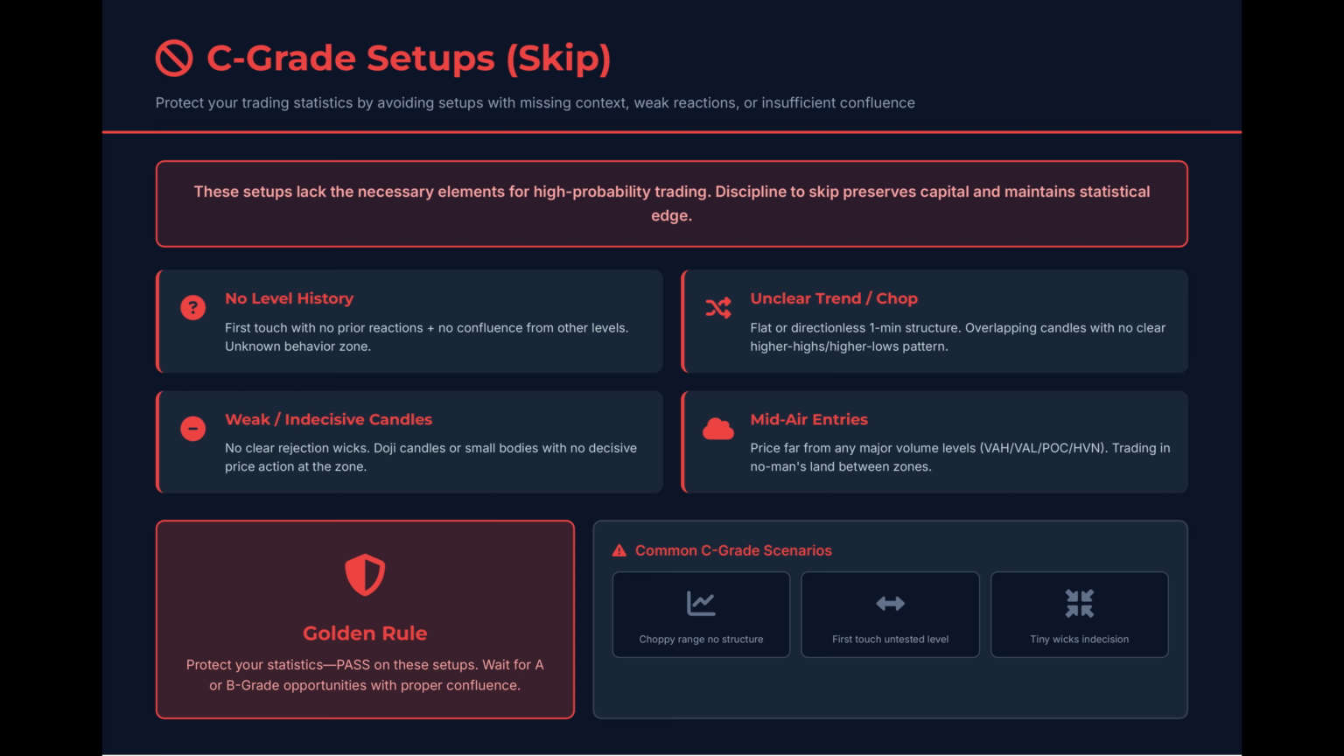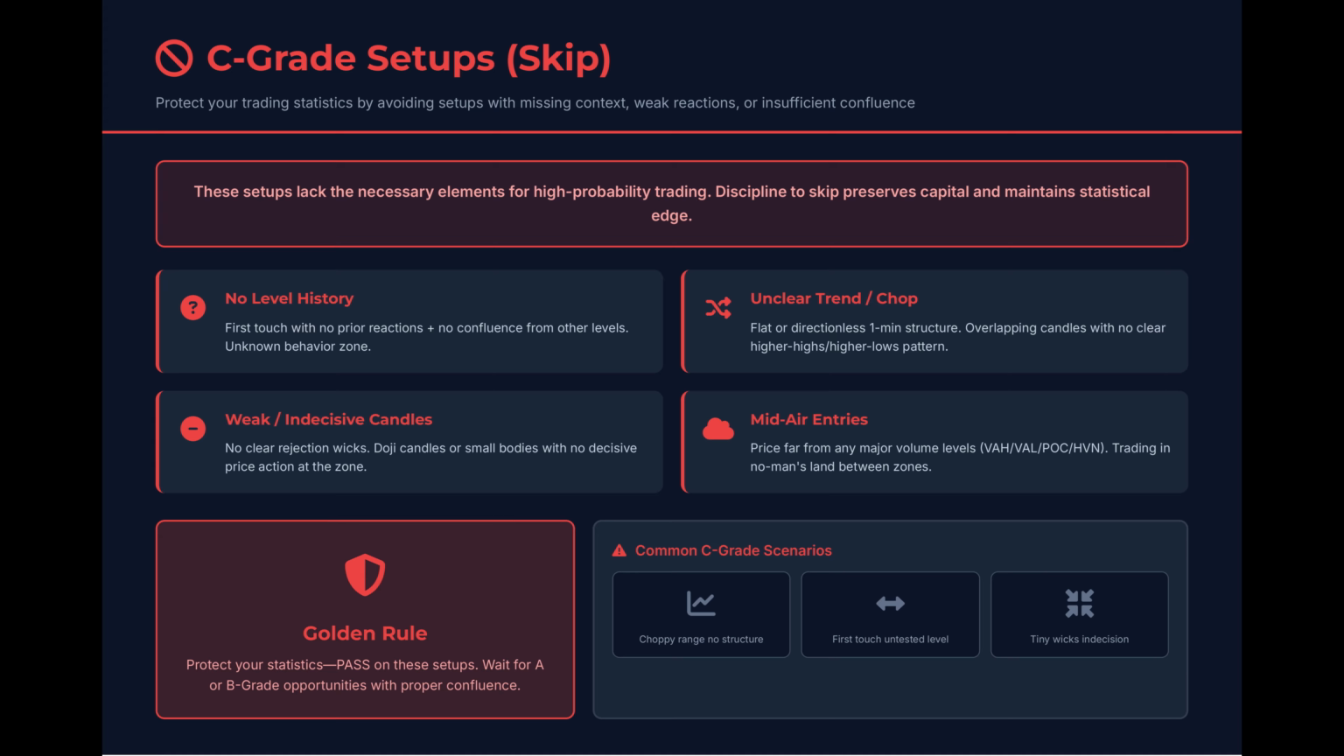Key takeaways for C-grade setups. 0 or 1 factor aligned is C-grade, skip immediately without hesitation. Protect your trading statistics by avoiding low-probability setups. Discipline to do nothing is a professional skill. Master it. Wait for A-grade or B-grade setups where the edge is clear. Remember, skipping a C-grade setup is a win, not a missed opportunity.